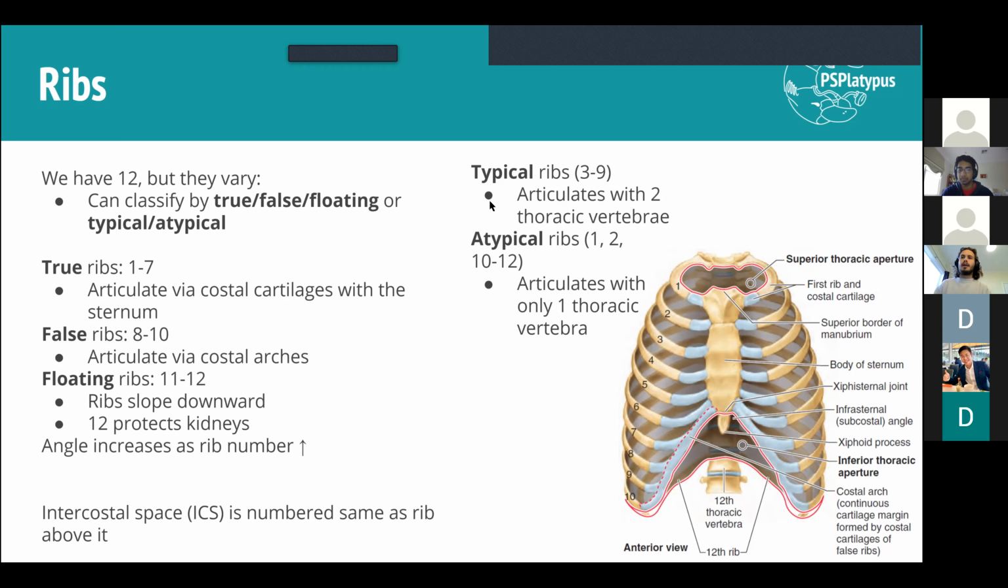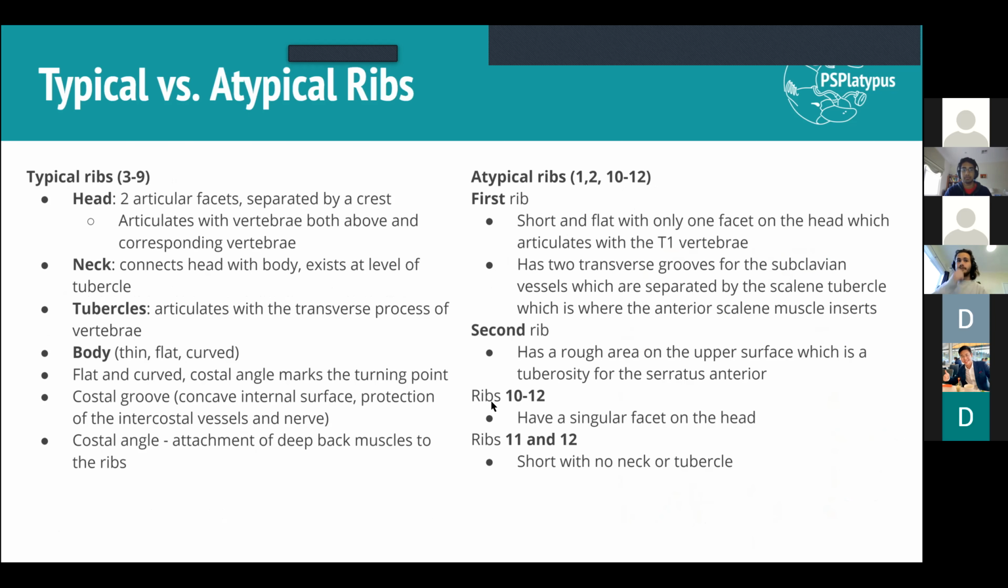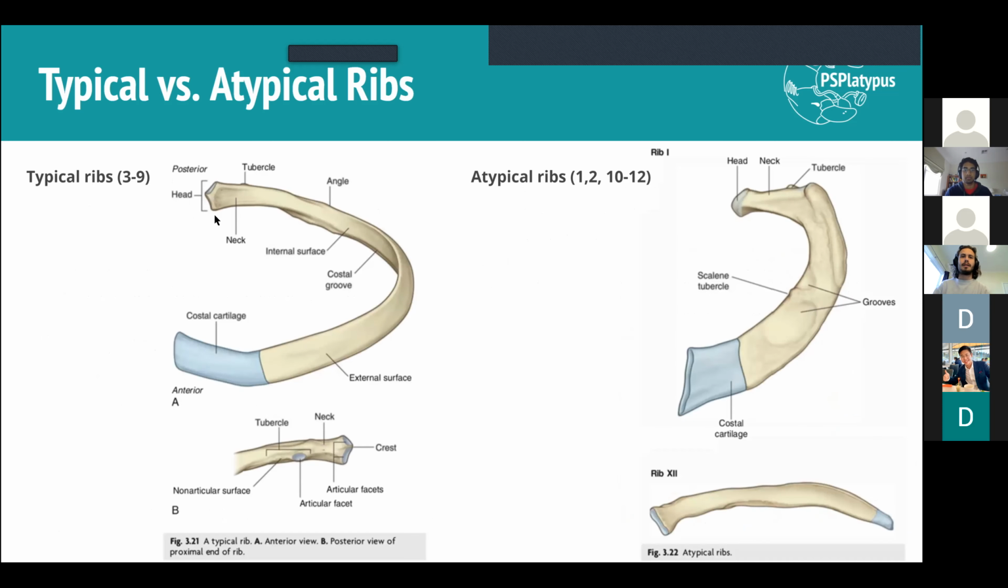You can also categorize ribs as typical versus atypical, and that's to do with their articulation with the thoracic vertebrae. And we'll see that when we look at a picture in a second. But typical ribs articulate with 2 thoracic vertebrae, whereas atypical ribs only articulate with 1 vertebra. Okay, so we can see this in this picture. I'll just jump to this.